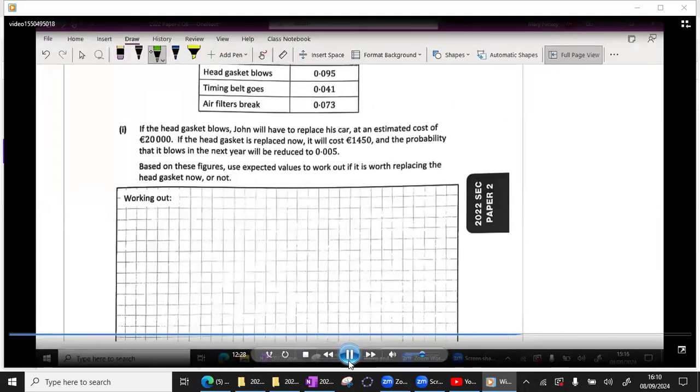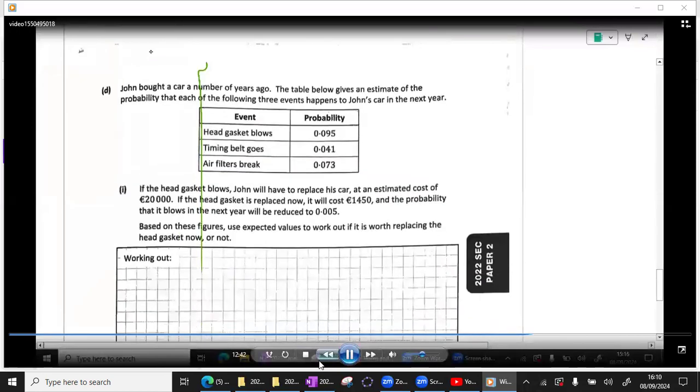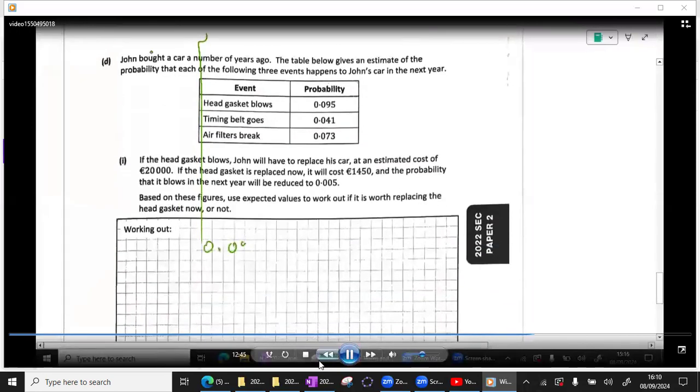Now, expected value is usually the one we use when we're playing a game and we want to see if it's worth playing. So that's where we come across expected value a lot. But here we're just saying, there is a 0.095 chance the head gasket will blow, and if that's the case, it's going to cost 20,000. So if I multiply that together, 0.095 multiplied by 20,000, it's coming out to be 1,900. So on average, I'm expecting to pay 1,900.